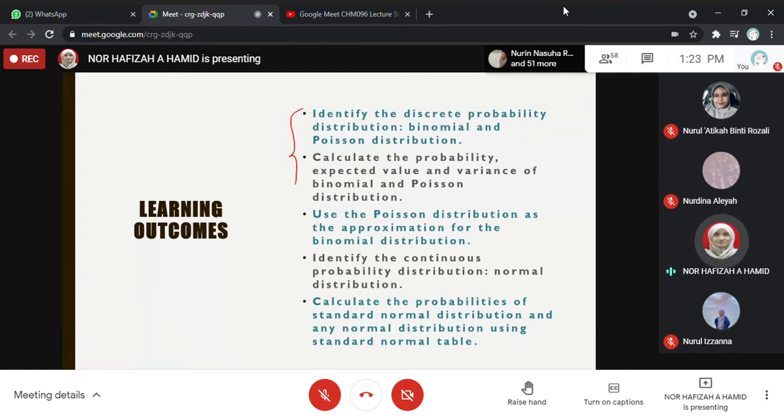So the first 3 learning outcomes refer to the discrete probability distribution. So discrete, kita ada 2 lah, binomial and Poisson distribution. Okay, for number 4, identify the continuous. So ni dah masuk continuous. Okay, so learning outcomes number 4, identify the continuous probability distribution. Okay, normal distribution. And last is calculate the probabilities of standard normal distribution and any normal distribution using standard normal table. Okay, so ni kita punya learning outcomes dia.